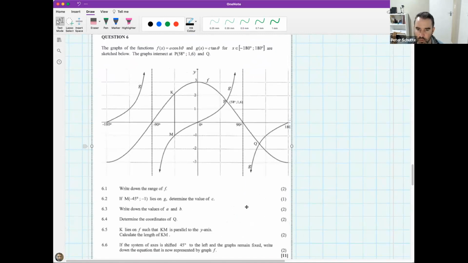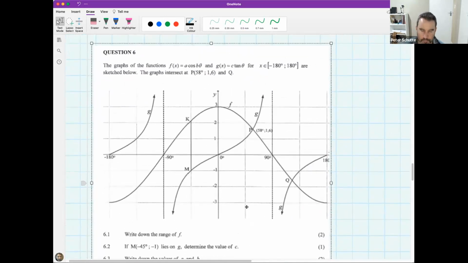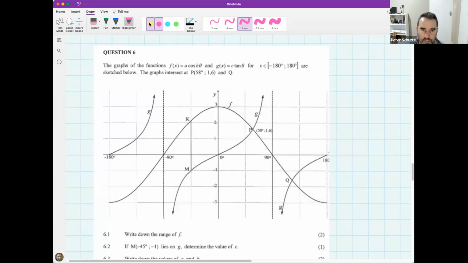And let's just start with what's going on here. It said the graphs of functions f of x is a cos b theta. I want you to tell me what are the transformations that are happening in f. What are the 2 transformations that are happening in f, and what is the 1 transformation that is happening in g? Tell me in the chat, what are the 2 changes that are happening in f? What are the 2 changes that are happening in g?